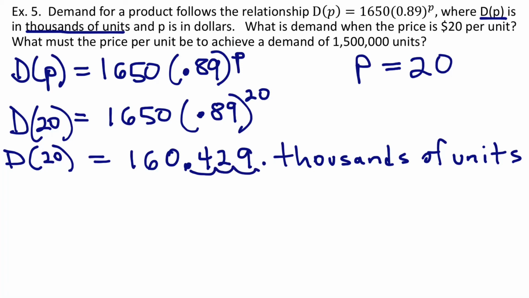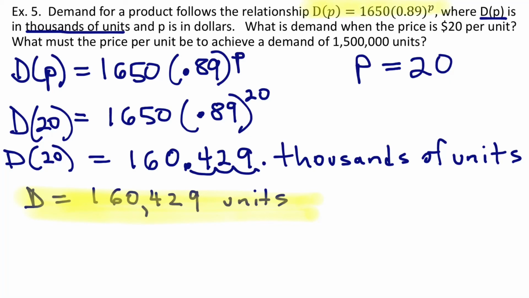All right, so D would equal 16,429 units. However, when it's asked for in your homework problem, whether they want the thousands of units, for instance, or the number of units, you'd have to read carefully. All right, so this is an example of a problem where you're going to use the relationship that you're given in the problem statement. That is the law that governs the behavior in this example.